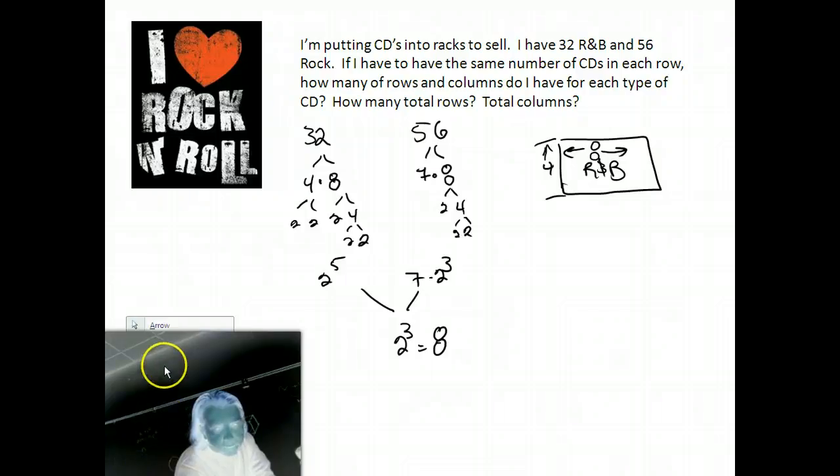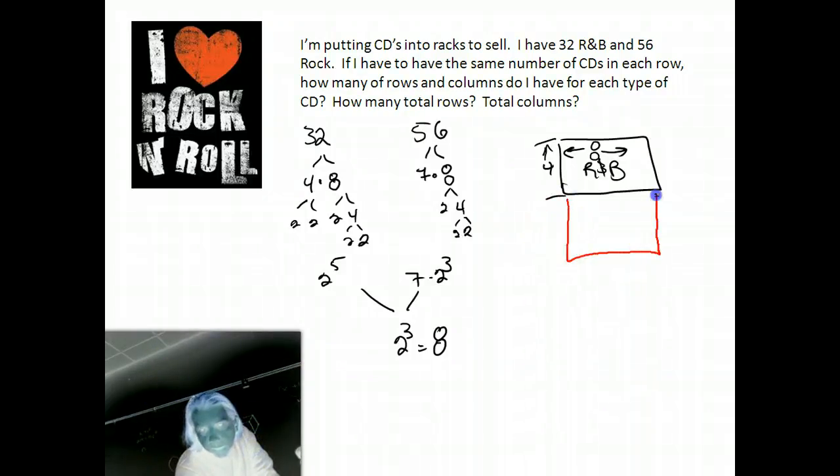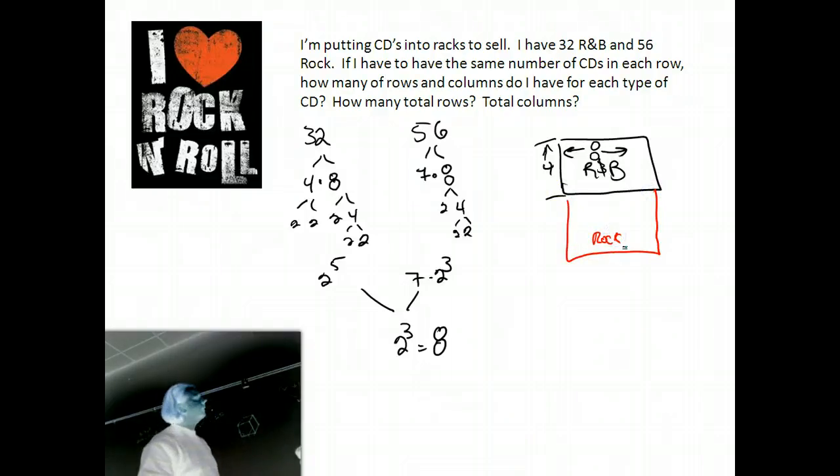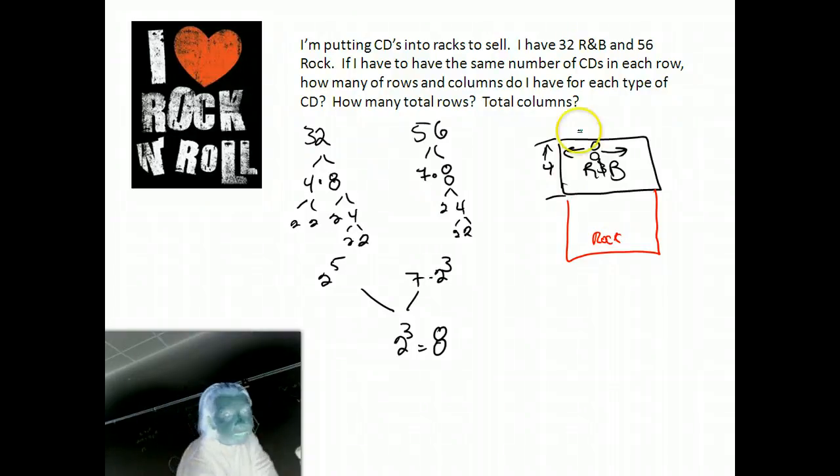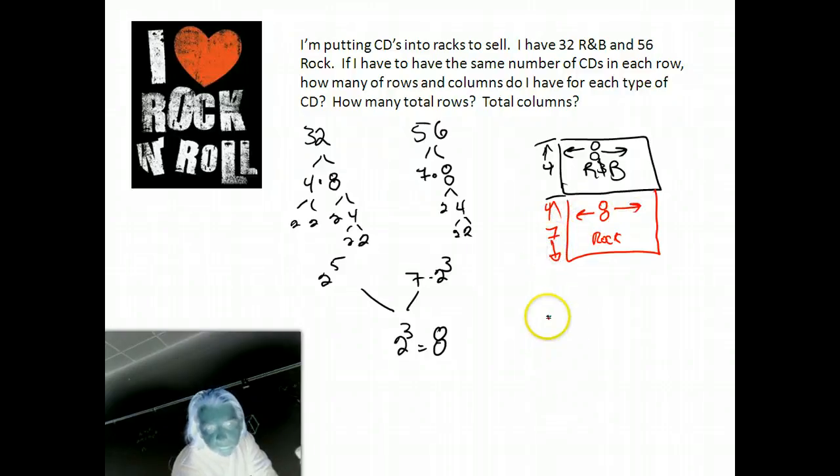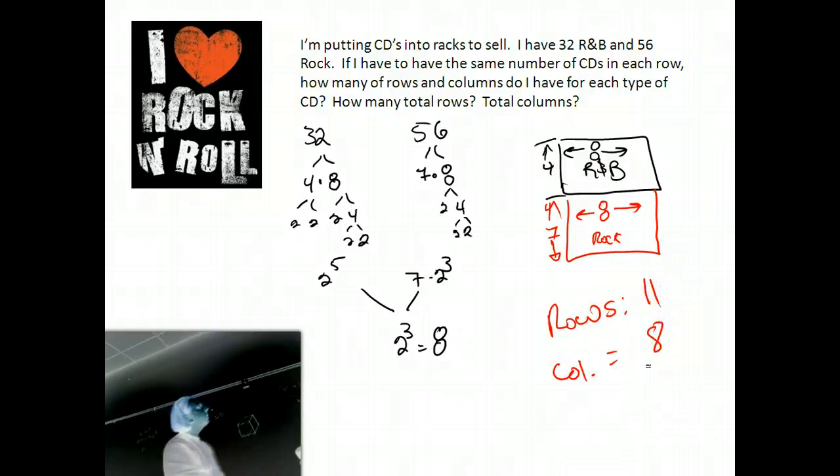And now the other one. Let's see, here's my rock. So, how wide is it? 8. Still has to be 8. How tall? 7. So my final question now, how many rows and how many columns? 11 rows and 8 columns. That's why I would write them.